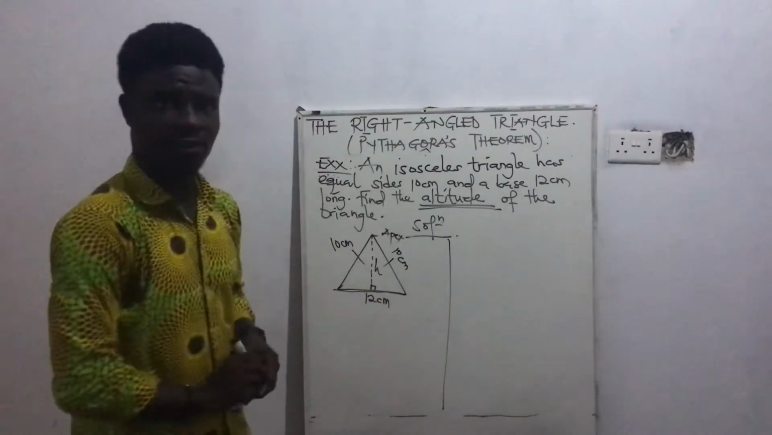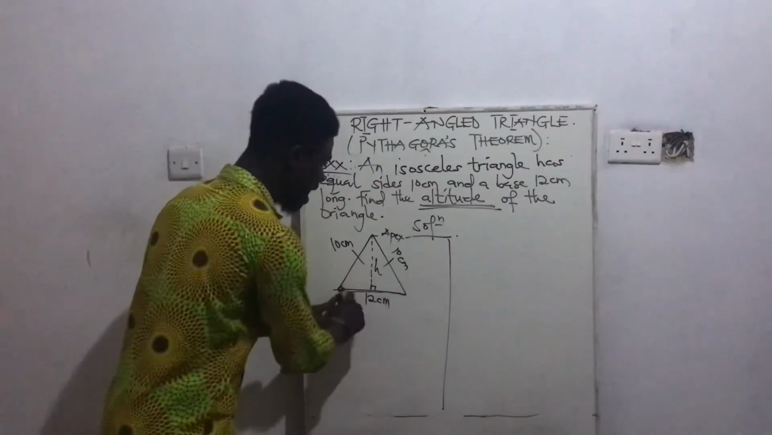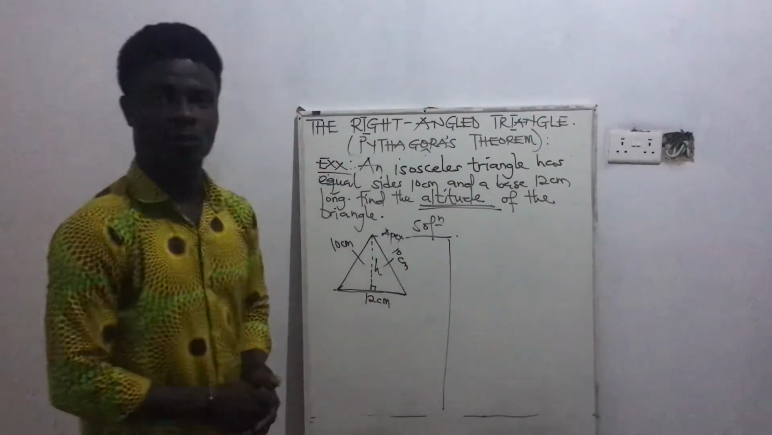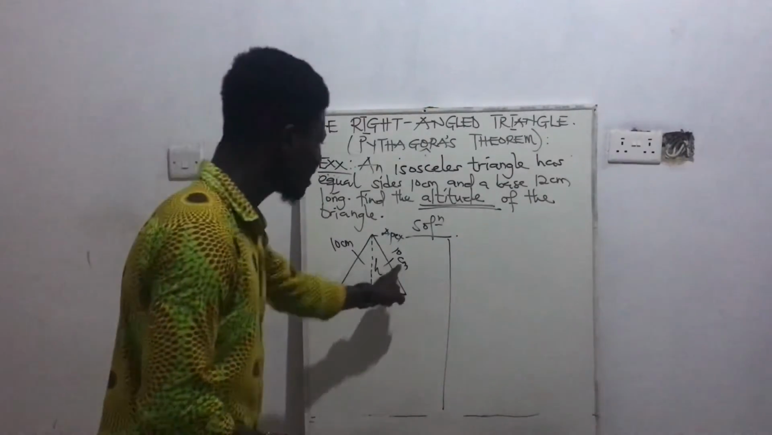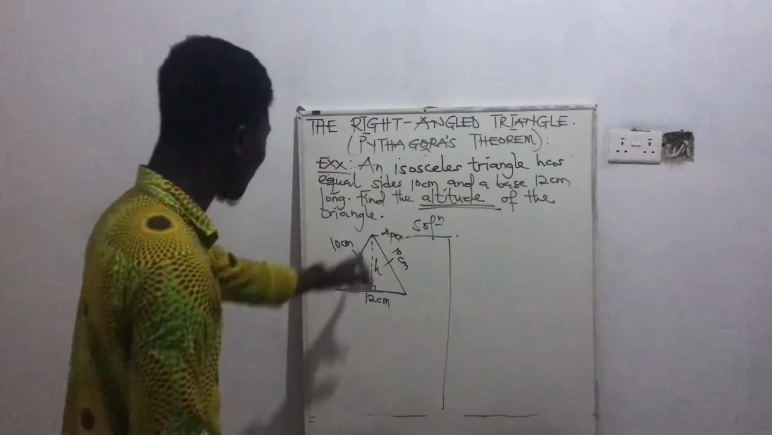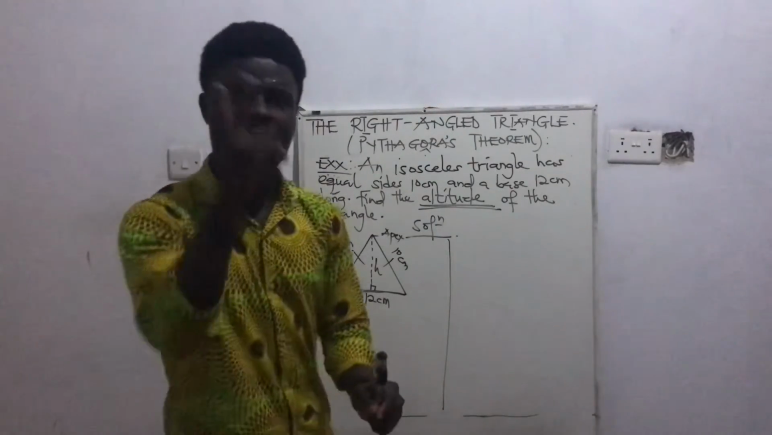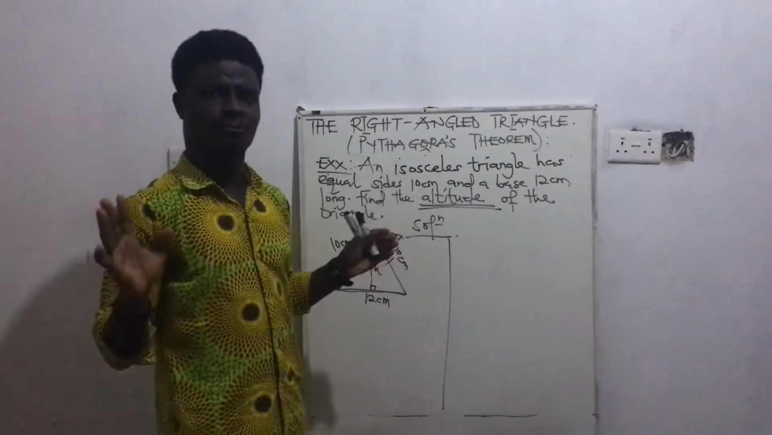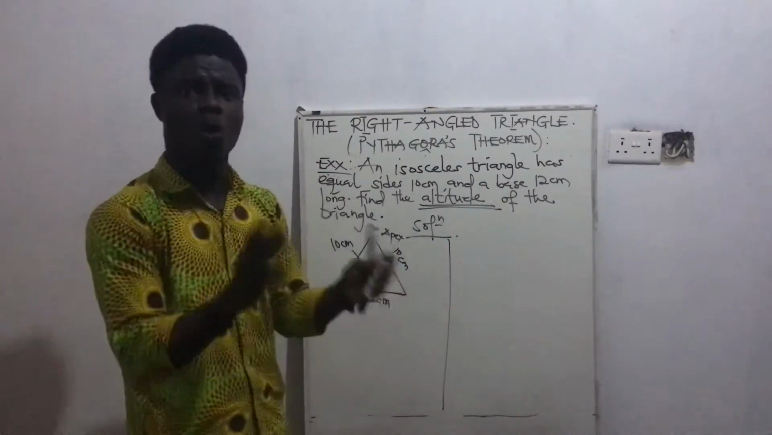That's the vertex, right? The apex to touch what? The base of this triangle here. So it means that this line, because this is an isosceles triangle, is dividing the triangle into two equal parts. So it will divide this triangle into two equal parts.